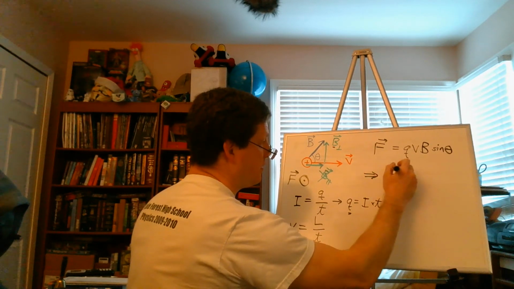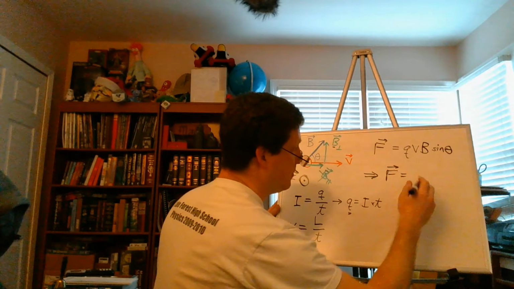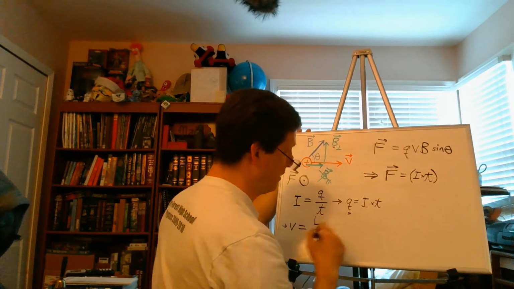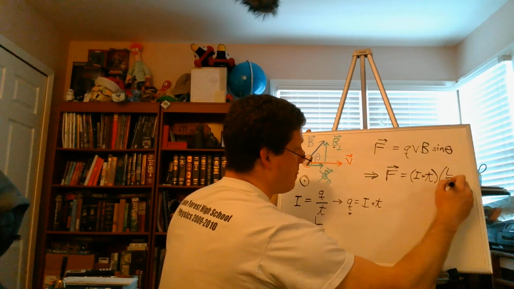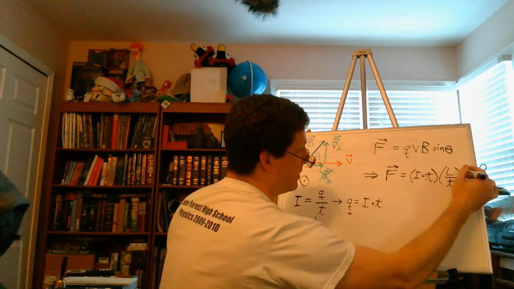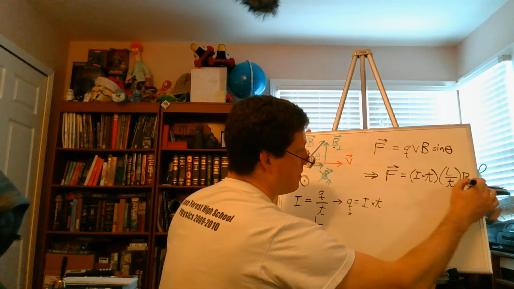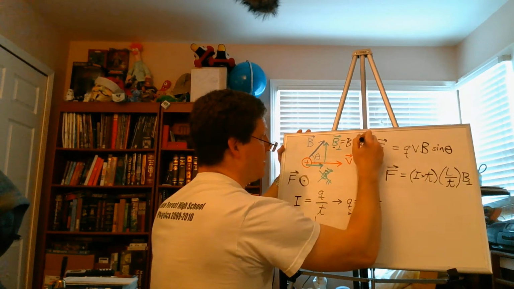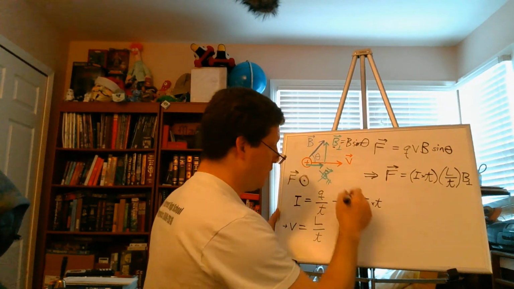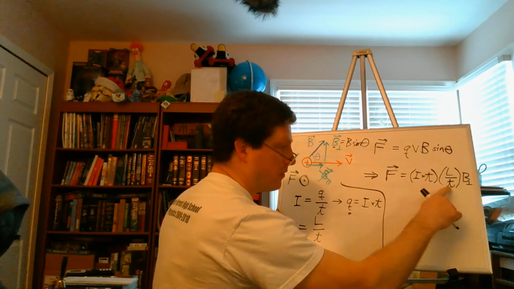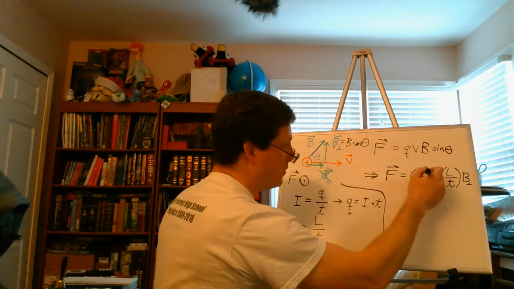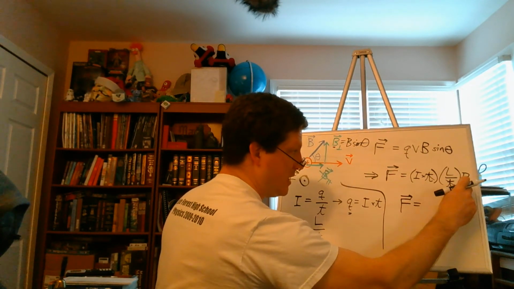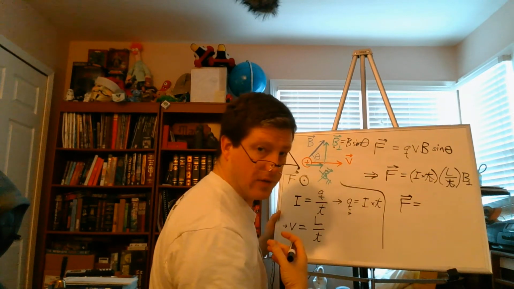We get our force is equal to I times t, times v, which is L over t, times, and I'm running out of space, so I'll just call this B perpendicular, right? Because remember, B perpendicular here is just B sine theta. Sorry for the sloppiness. Now, once we see this, what happens over here? Well, you can see that the two t's are going to cancel out, right? So then what we get is that the force is equal to B perpendicular times I times L. Or the way I like to say it, Bill.